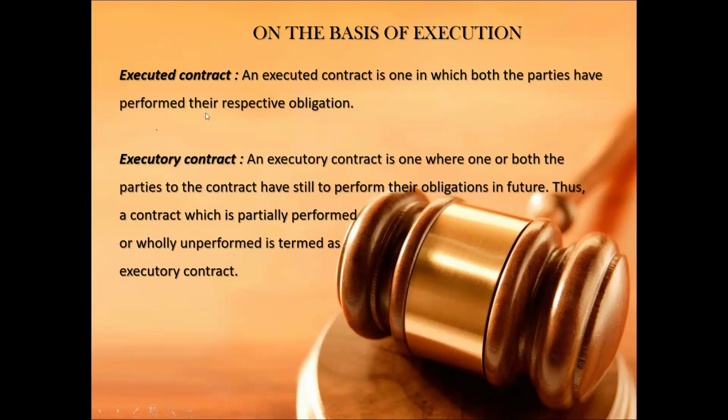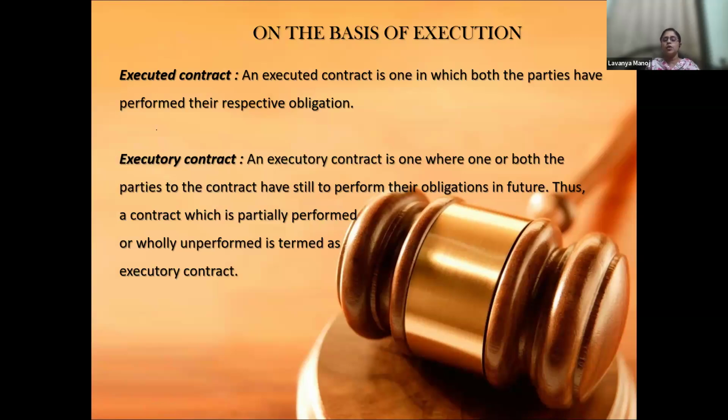Okay, so on the basis of execution. An executed contract is one in which both the parties have performed their respective obligations. Once everything is done as per the contract, when both the parties have performed the business activities and both have benefited out of the business, whether it's a profit or loss doesn't matter. Whatever is mentioned in the contract has been done, they have performed their duties. In that case, the total contract becomes an executed contract.